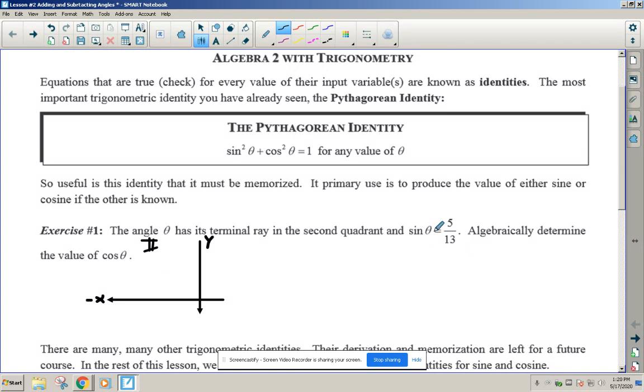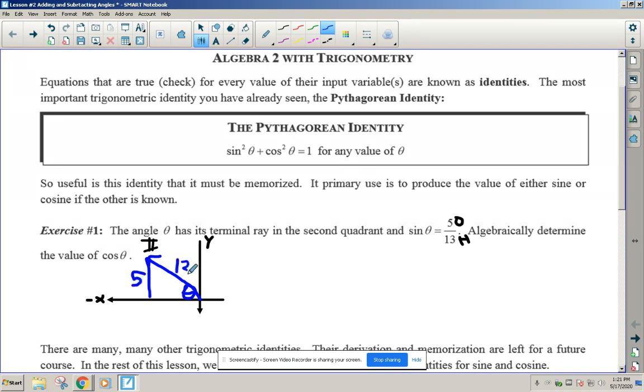Now they're telling me that the sine of theta is 5 to 13. So this is the opposite side, and this is the hypotenuse because I'm not on the unit circle. This one has to be drawn. So if I now draw this angle, here it is, quadrant 2. This is telling me that this theta came from an opposite height of 5 to a hypotenuse of 13.